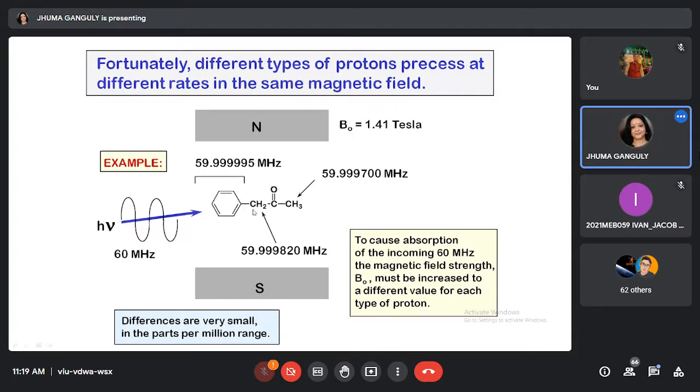Suppose here is the CH2. This CH2 is identified in NMR, but it is present in a different environment from the CH3. Their resonance energy may be the same, one megahertz, so they can resonate within themselves. But in the presence of an applied field there will be a difference, and that is actually the chemical shift. We will see how this works.